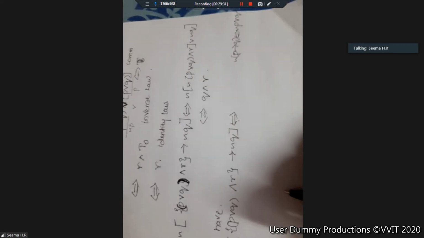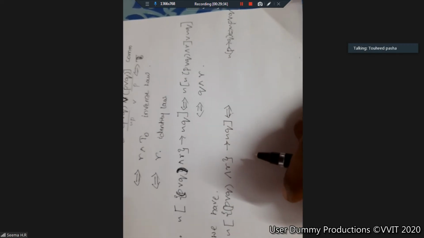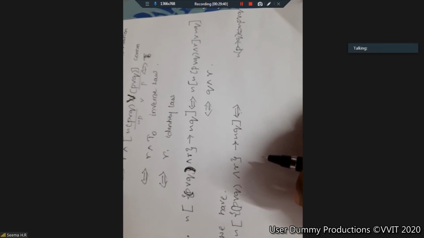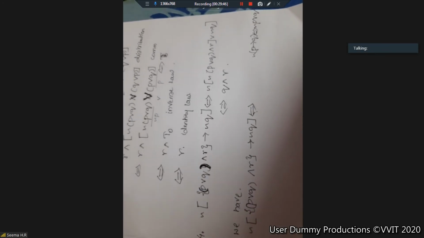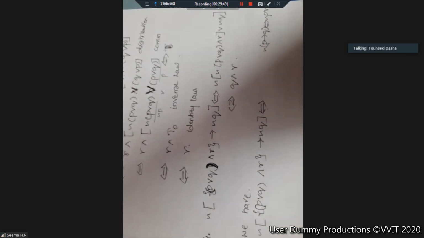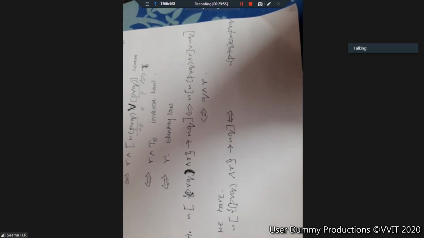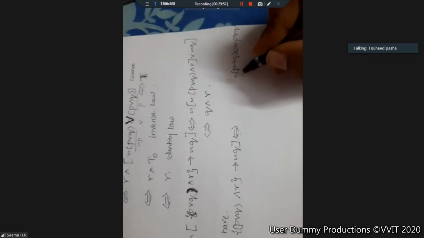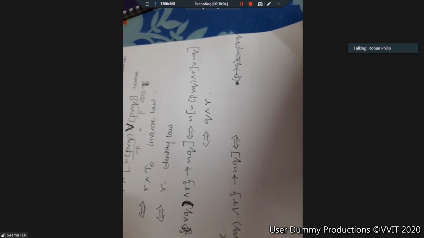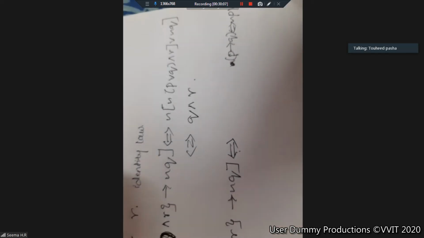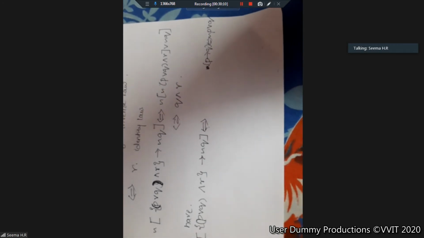What is there in place of P? P implies Q is equivalent to negation of P or Q. Negation of U or V is logically equivalent to U implies V. Okay, so let it be P implies Q only. Now tell me what is there in place of P?